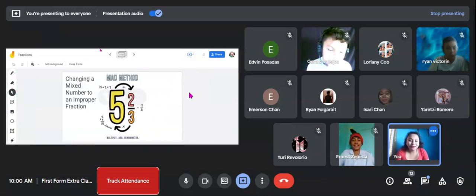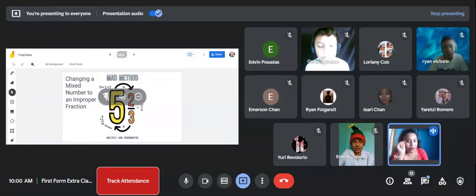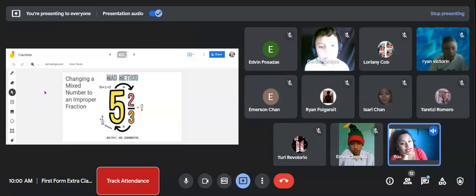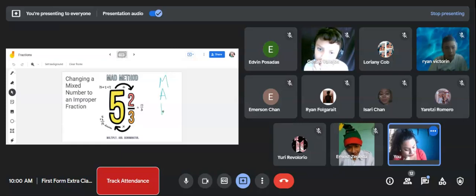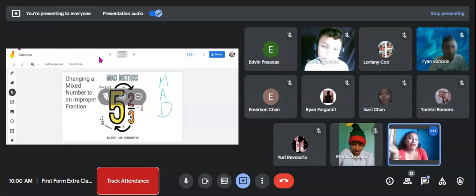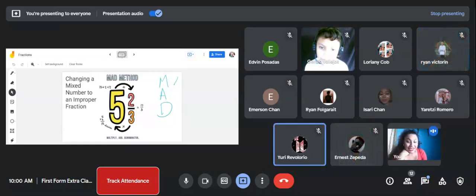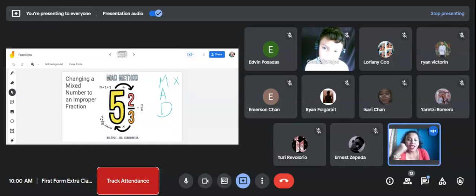Okay, so the first thing that we want to look at is how to change a mixed number to an improper number. Right? And usually when I teach this, I tell my students we want to make the number mad. Now, why do we want to make the number mad? Because we want to multiply, we want to add, and then we want to use the denominator. So we want to make the number mad, right? Let me show you guys an example.